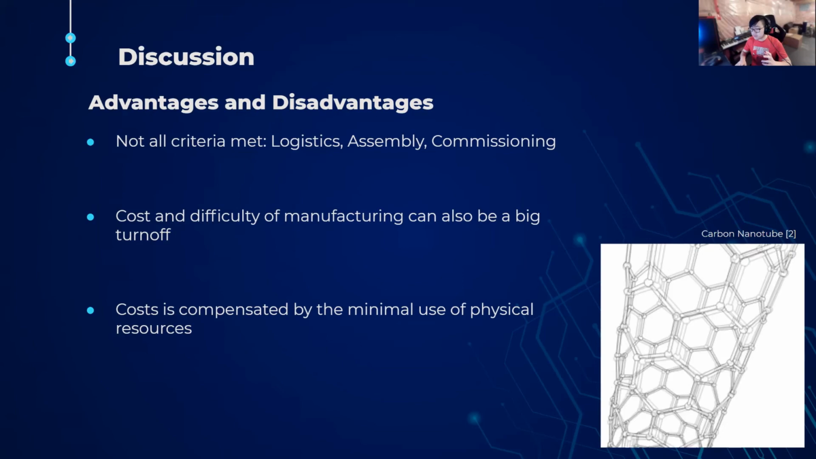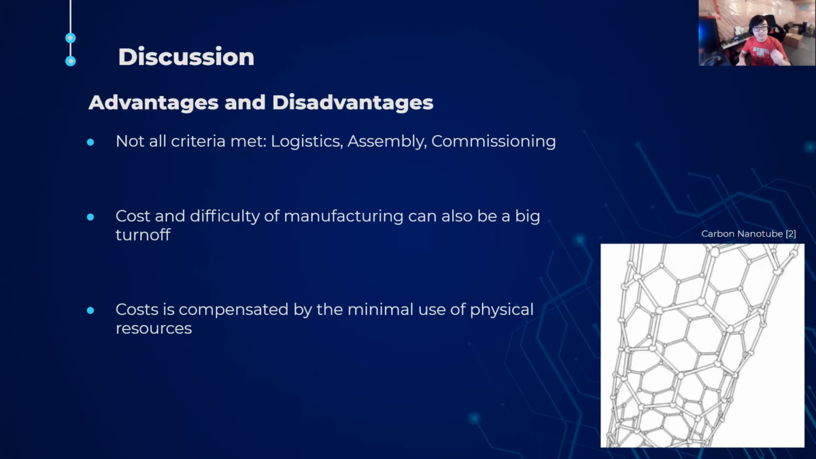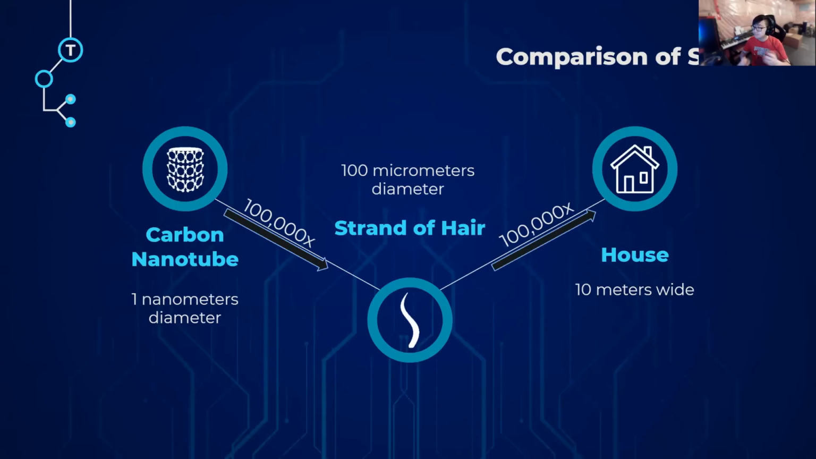A good way to visualize just how small nanotechnology can be is to compare it to other objects that are multiple times bigger. In this example, we can see that a single strand of hair is 100,000 times bigger than a single wall carbon nanotube. And to put that into perspective, a house would be 100,000 times bigger than a single strand of hair. This just goes to show just how small nanotechnology can get.